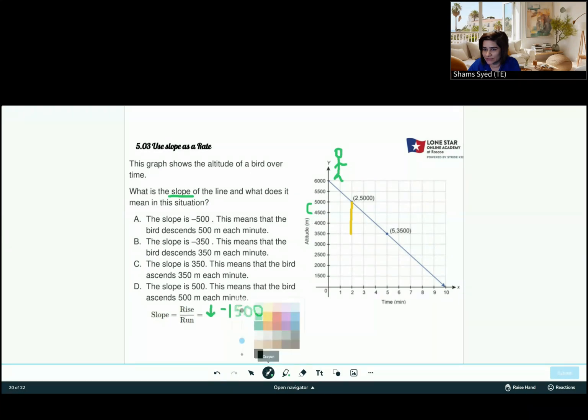Okay, let's see the run. The good part is the run is pretty nice and neat. It goes by ones, right? So let's see, the run is 1, 2, 3. So over 3. How much is the slope?